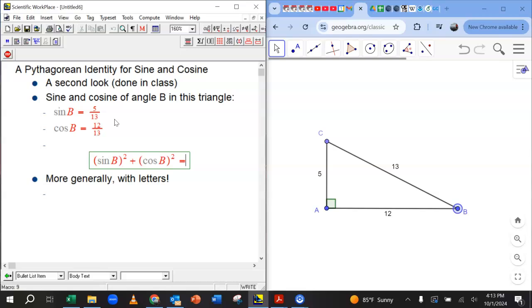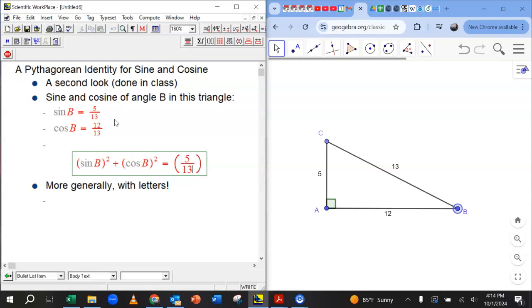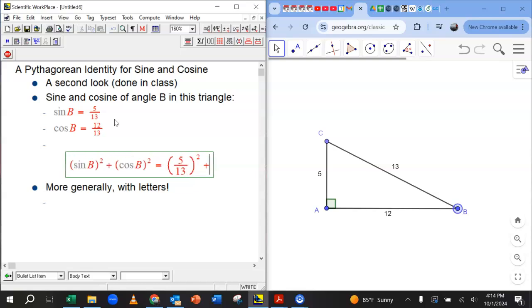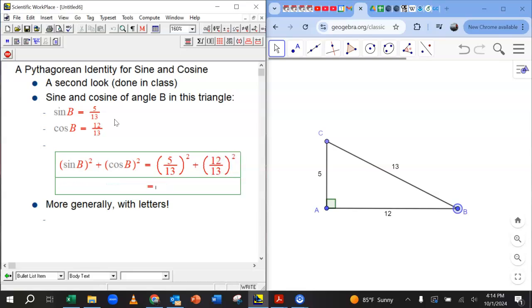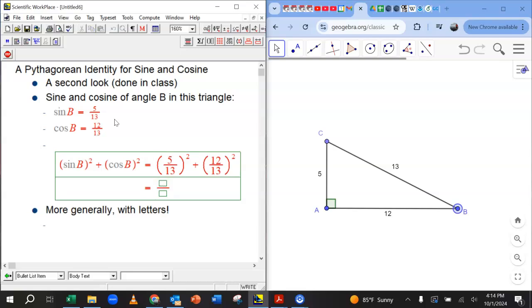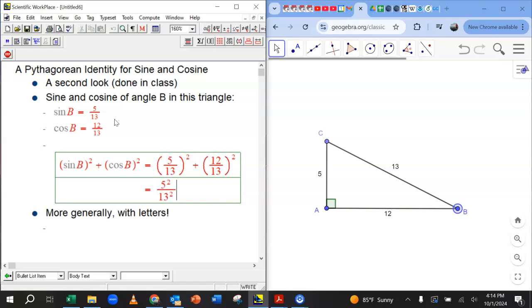And what are we going to get? We're going to get 5 over 13 all squared plus 12 over 13 all squared. I'm not going to go to the calculator. If we did, we would still discover this, but it's much better not to at this point. Even though these are numbers, I'm going to think about it algebraically and say, okay, that's 5 squared over 13 squared.